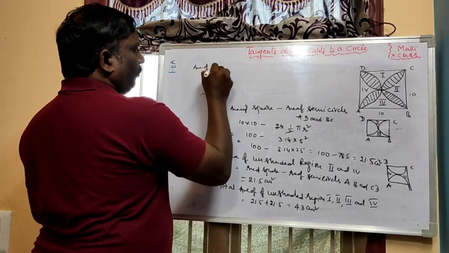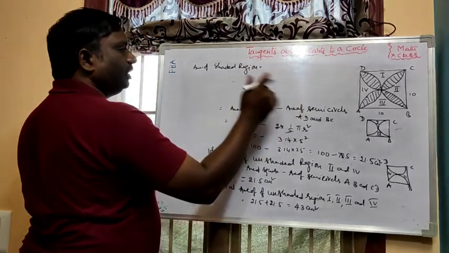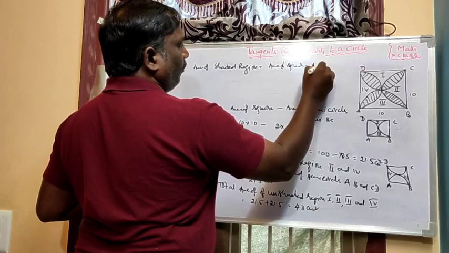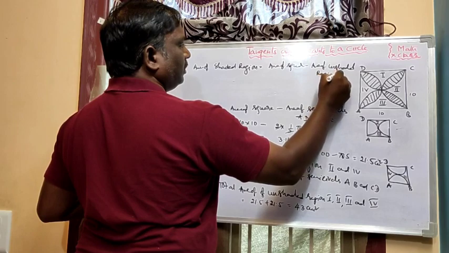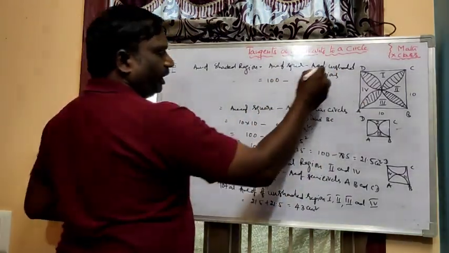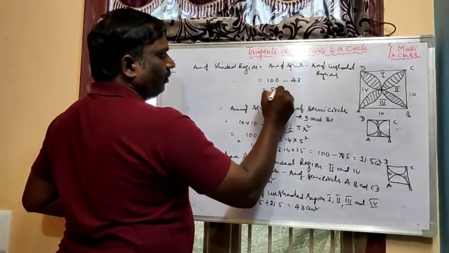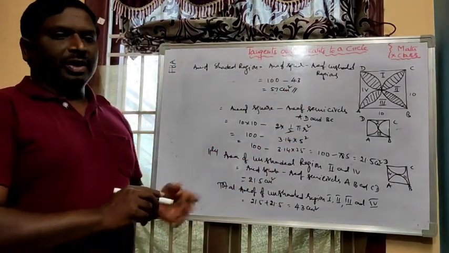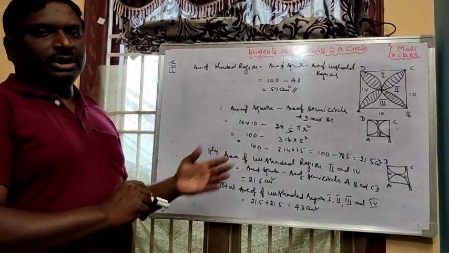Now we need to find the shaded region. How to find the area of the shaded region? Area of the square minus area of unshaded regions. The area of the square is 100, side into side, that is 10 into 10, 100, minus the unshaded region, total area of unshaded region is 43, so 57 centimeter square. 57 centimeter square. This is a very important question from the exercise. Hope you understand. That is very easy.